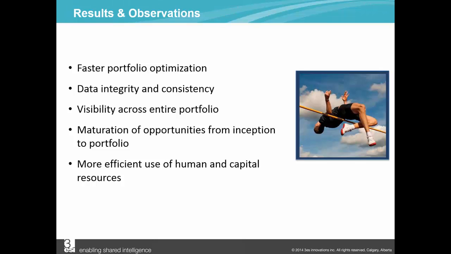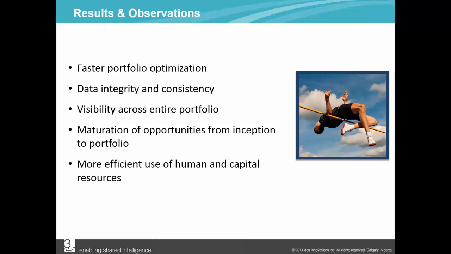Some of the results Chevron has been able to identify and quantify today are faster portfolio optimization. What took their planners weeks to do are being done in days. 5 weeks has gone to 3 days per plan iteration. More plans are being generated, which are leading to better business results.